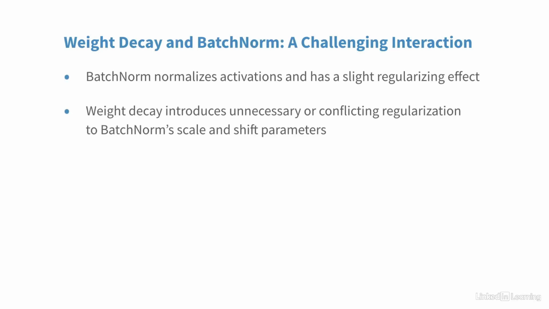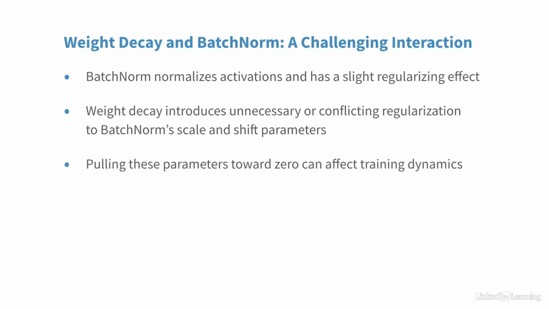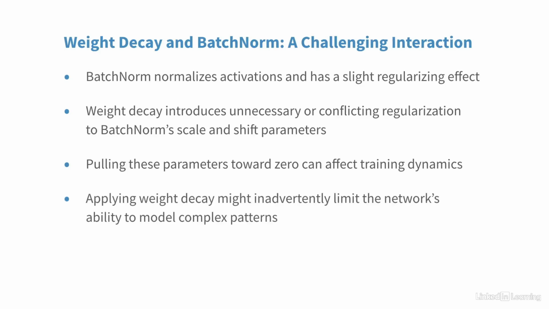Adding weight decay to the batch norm parameters might introduce unnecessary or conflicting regularization, which doesn't align with the intended behavior of the batch norm layers. In scenarios where training is done with small batch sizes, applying weight decay to the batch norm parameters may amplify the noise in the estimation of the mean and variance. Weight decay effectively pulls these parameters towards zero. Again, this is not optimal behavior for those parameters.